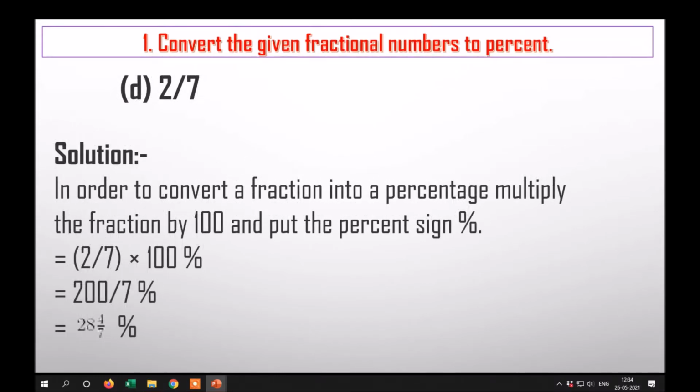2 upon 7. 2 upon 7 into 100%. That is 2 into 100 is 200 upon 7%. That is 28 and 4 upon 7%.